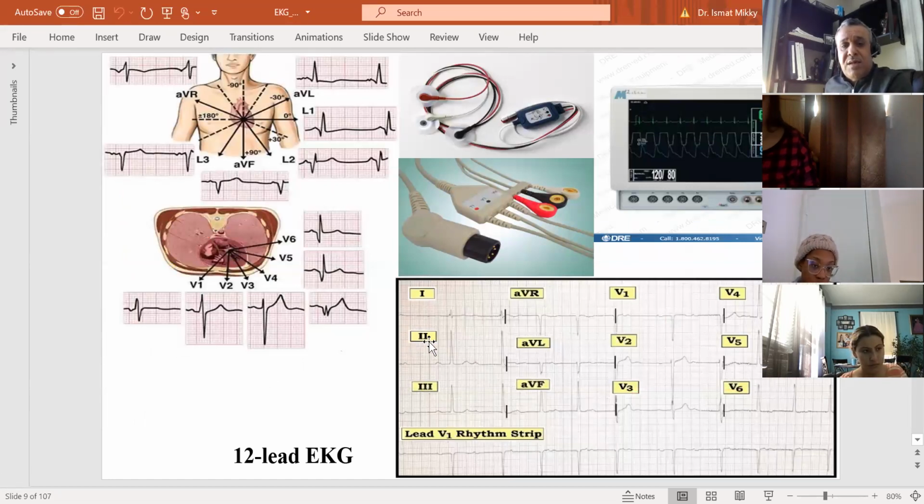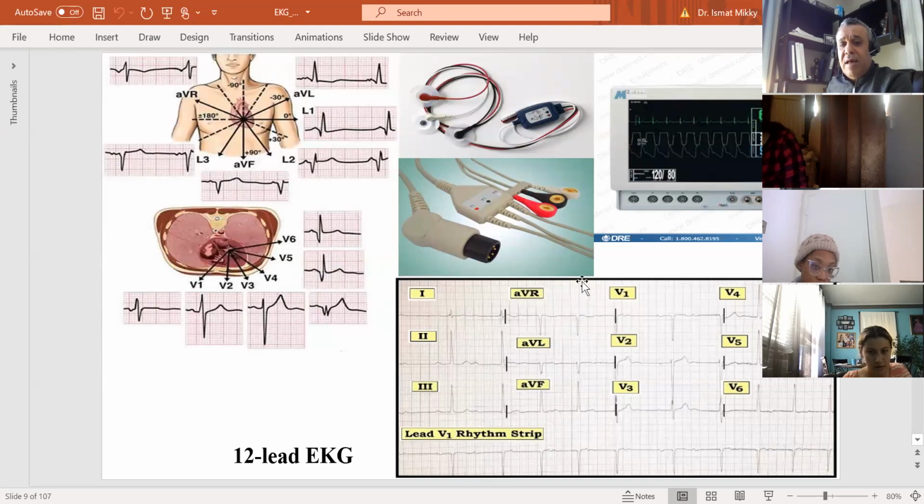Lead 2, which is right here. This is a 12 lead EKG: 1, 2, 3, AVR, AVL, AVF, and then V1 through V6. The left half of the page holds 6 leads that pertain to the peripheral leads, and I'll explain why we call them peripheral.